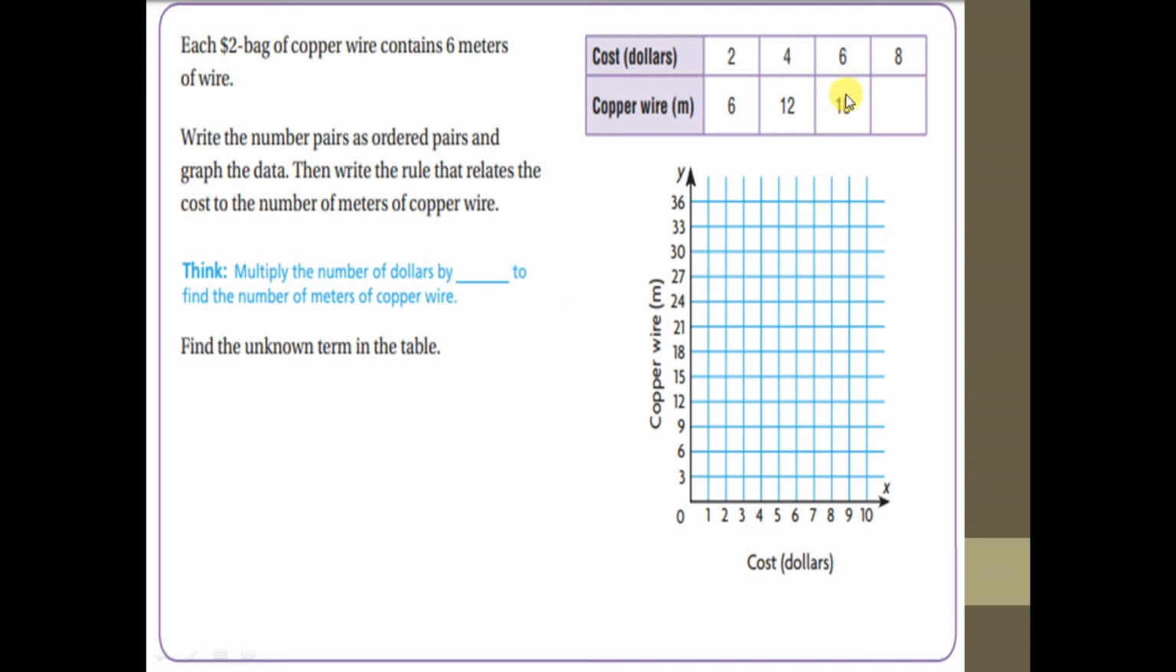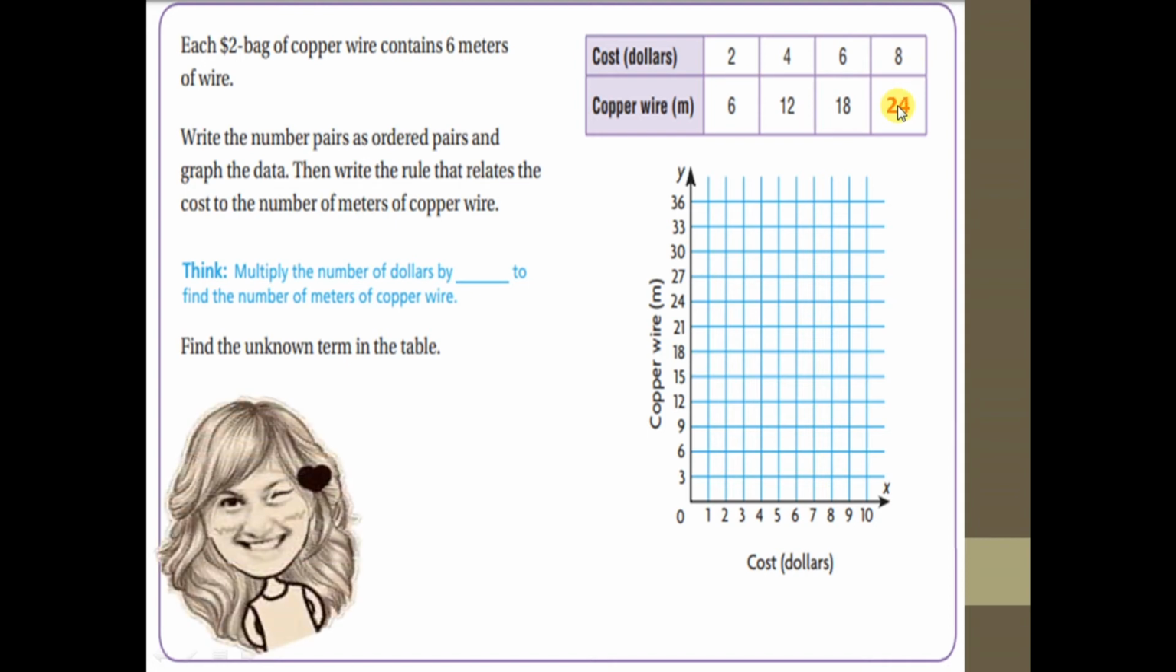4 times what will give you 12? 4 times 3 will give you 12. 6 times 3 is 18. And finally 8 times 3, it's 24. So multiply the number of dollars by 3. So the rule here is 3.